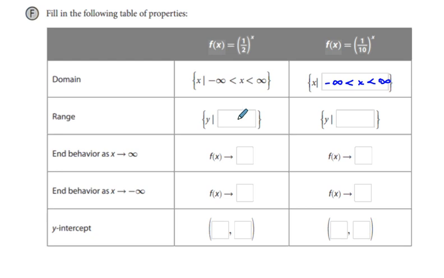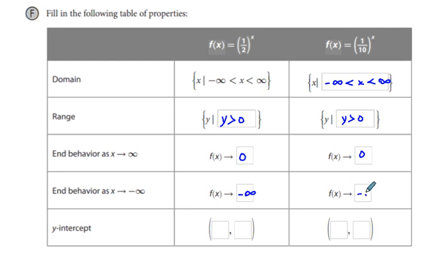So in the range, we have y such that y is greater than 0, and the same for this other one, y such that y is greater than 0. And for behavior as x approaches infinity, f of x approaches 0 in each instance. And behavior as x goes to negative infinity, we have negative infinity for both.